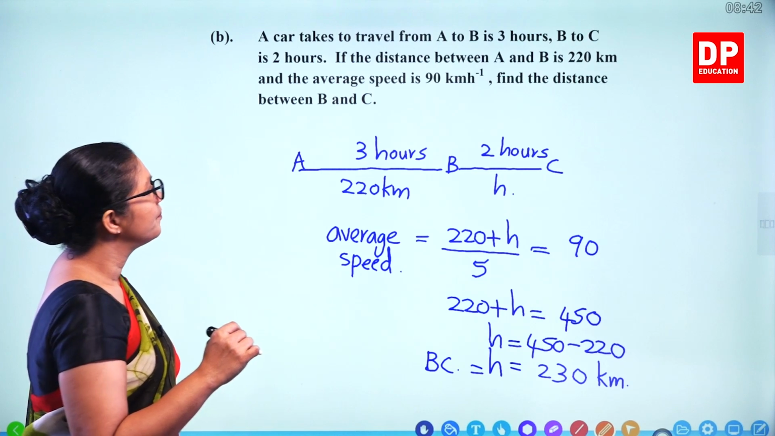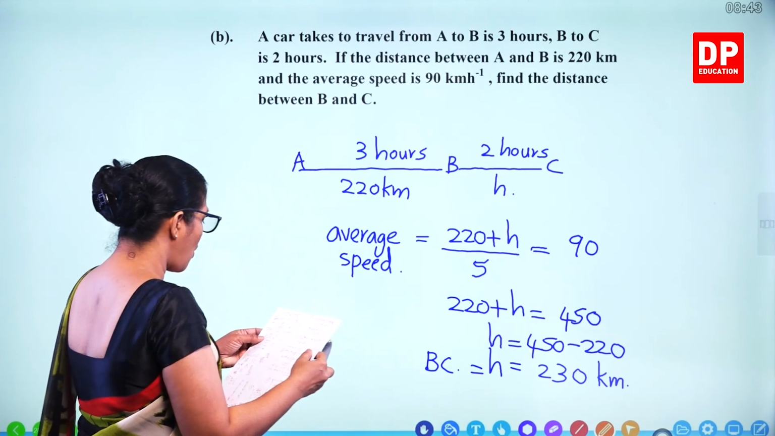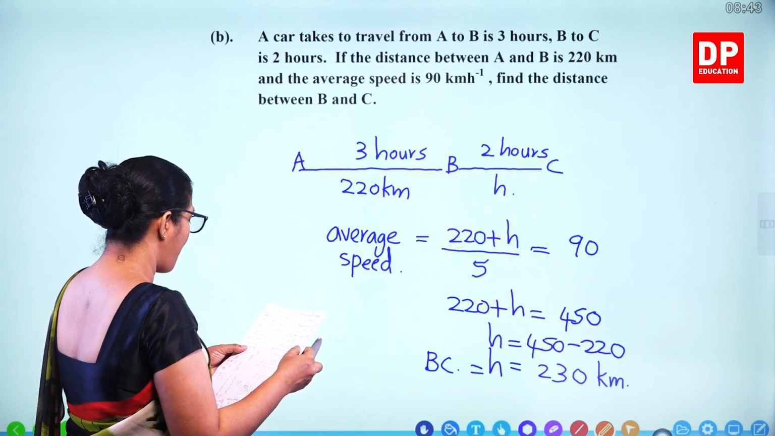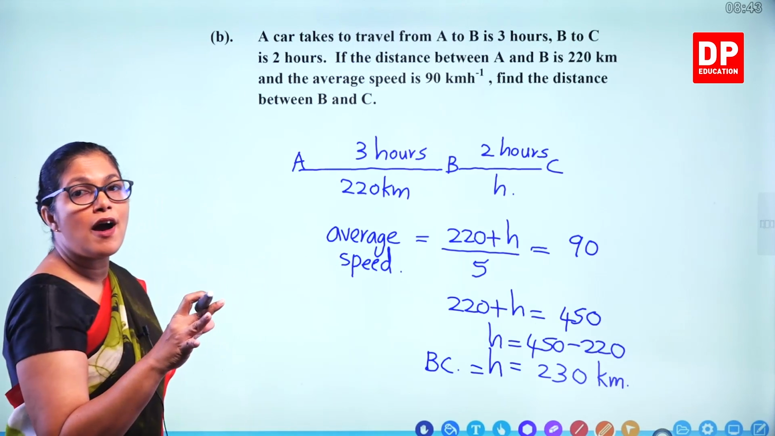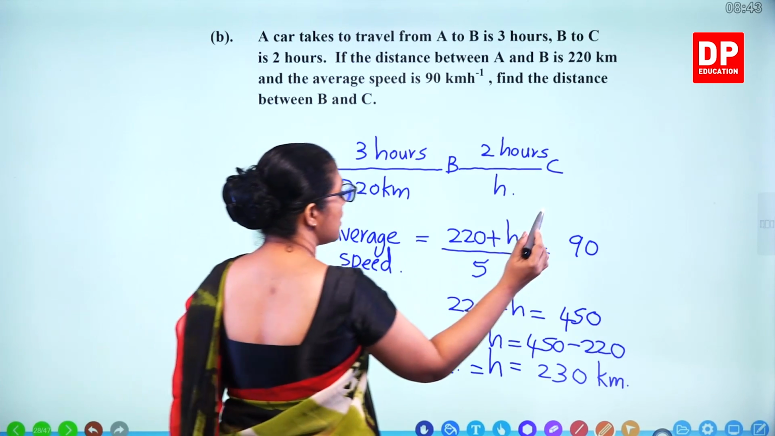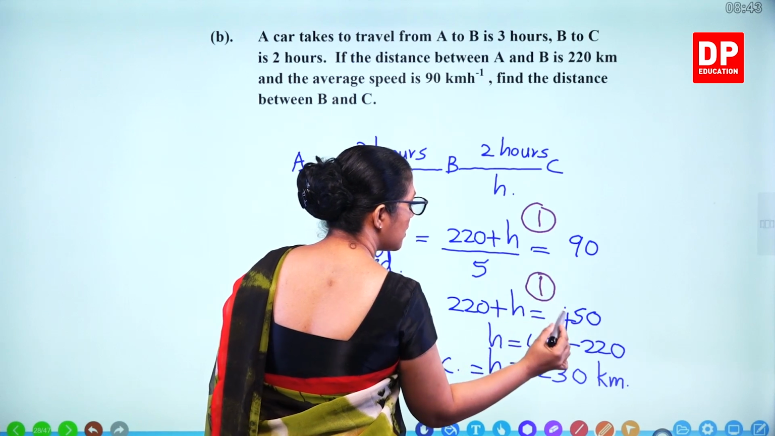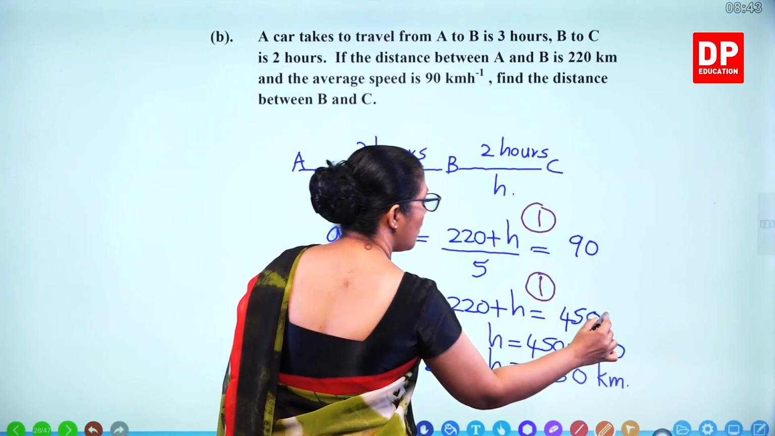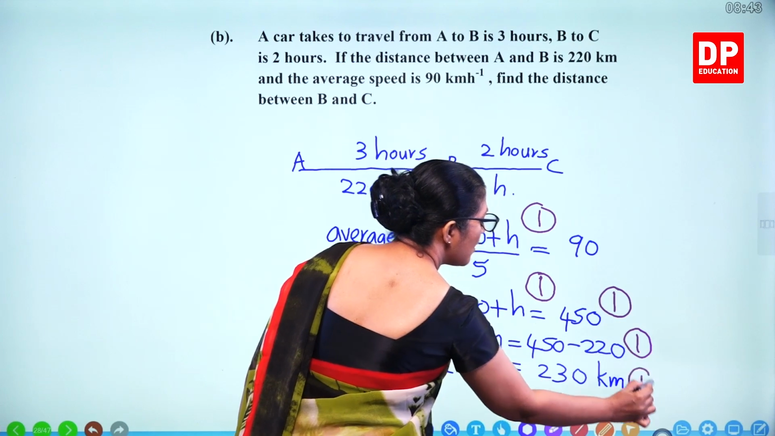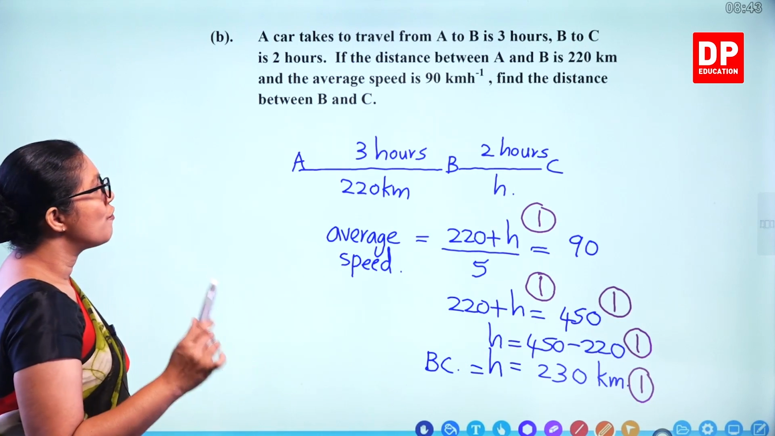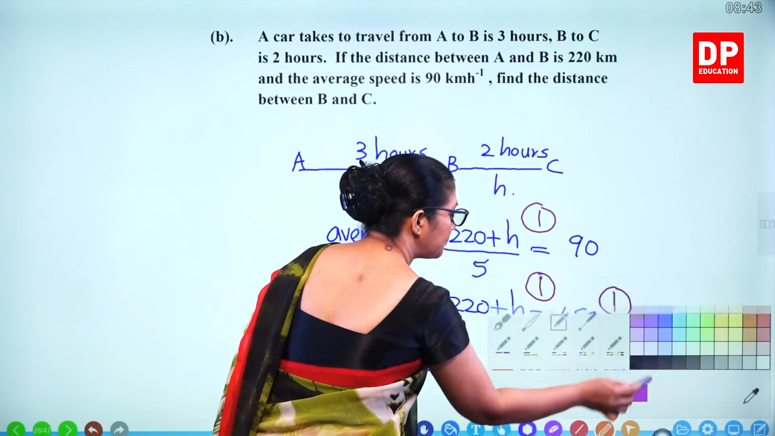So how many marks for this step? According to the marking scheme, for 230 kilometers, you get 5 marks for the whole thing. So you get 1 mark for creating this equation, 1 mark for each step. Altogether 5 marks. So 5 and previous 5, 10 marks for the whole question.